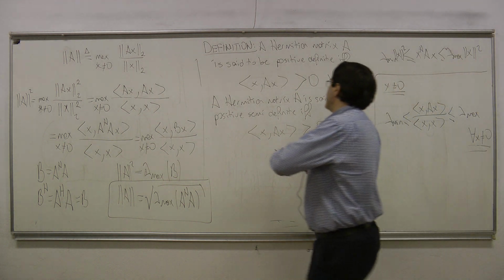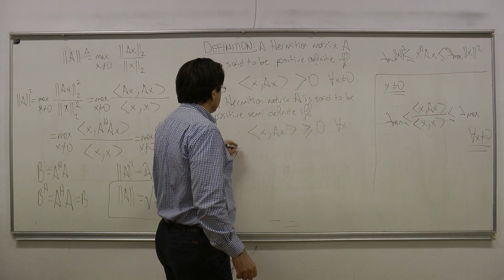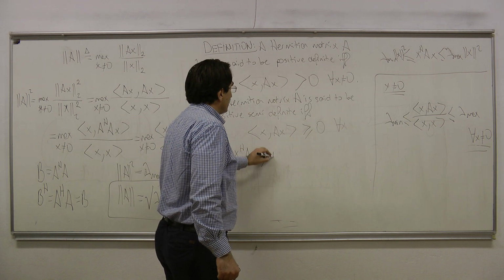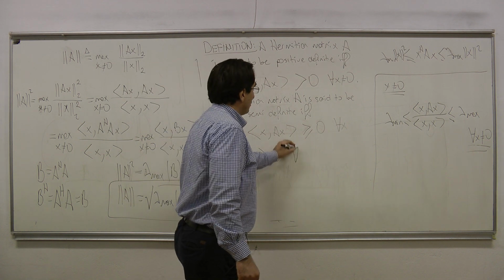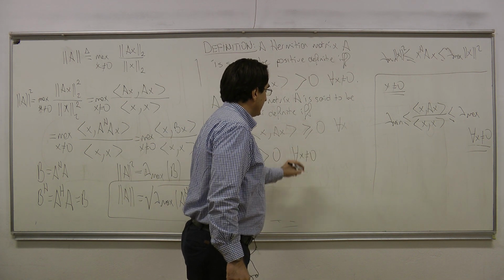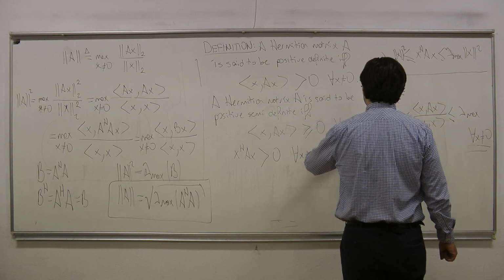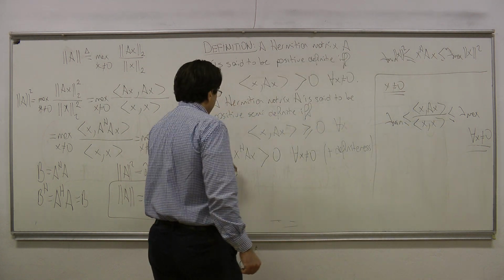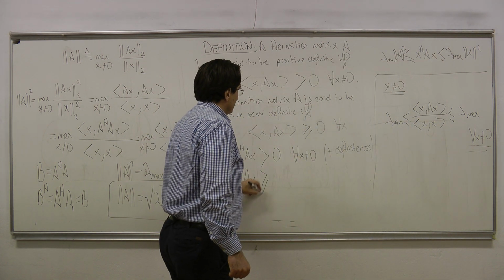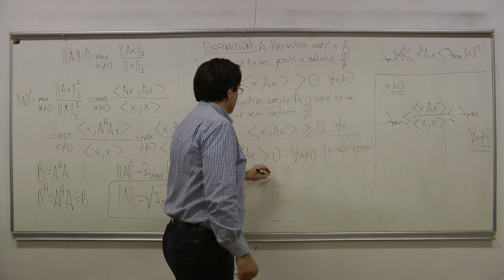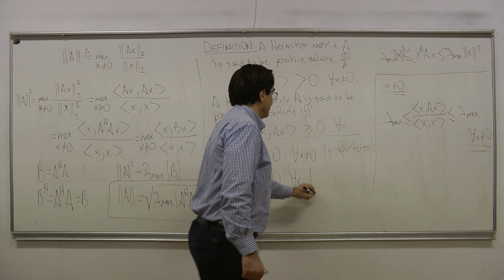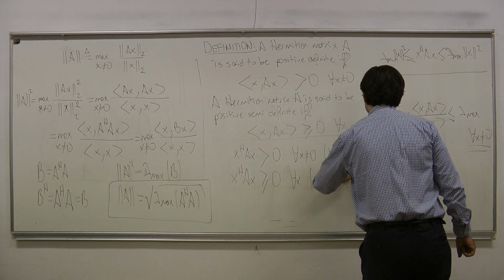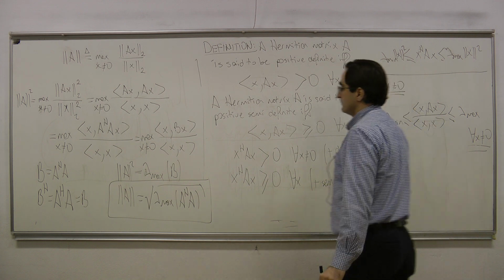So now what does this mean? This means that x Hermitian Ax, which is what this inner product is, should always be larger than 0 for all non-zero x's. This is positive definiteness. And x Hermitian Ax is always larger than or equal to 0 for all x's, and this is positive semi-definiteness.